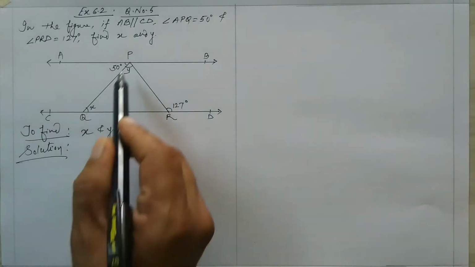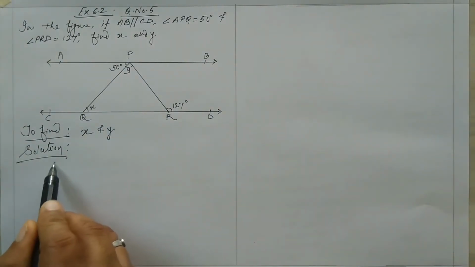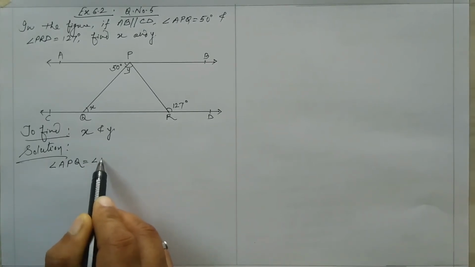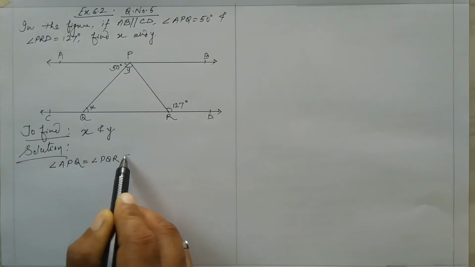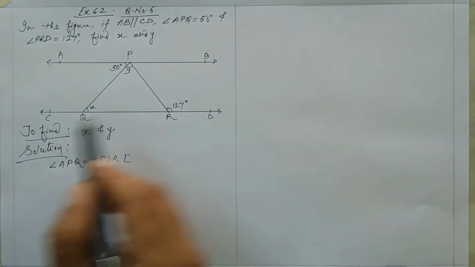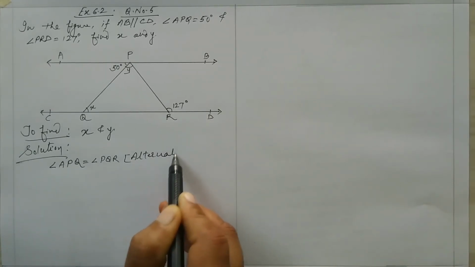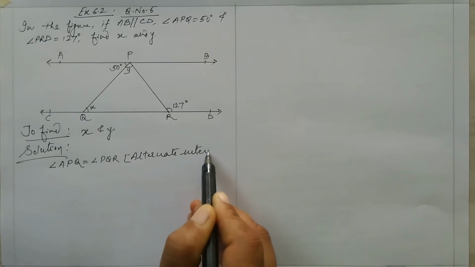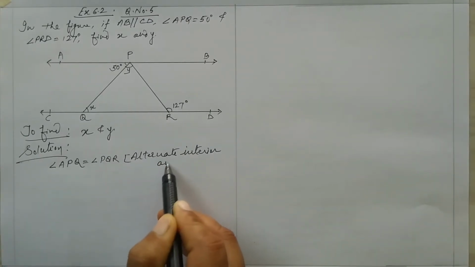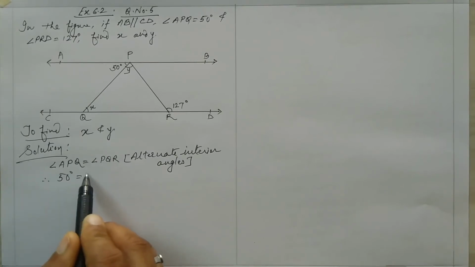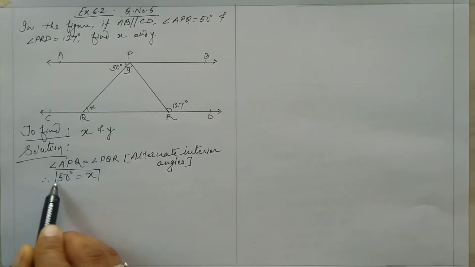Angle APQ is equal to angle PQR. Reason: alternate interior angles, when AB is parallel to CD and PQ is a transversal. So therefore, what is APQ? APQ is 50 degrees and PQR is X. So we got X is equal to 50 degrees.